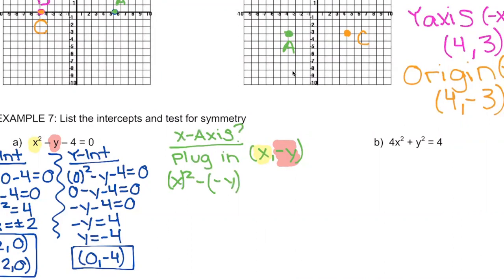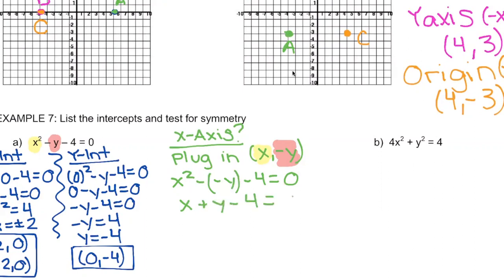You can use parentheses or not, up to you. And then the y, we're plugging in negative y. Whenever there's a negative sign, use parentheses. If it's positive, you don't really need to. But if it's negative, you need to use parentheses, okay? So I'm going to, just to make it easier, keep this as x squared minus negative y minus 4 equals 0. And we're seeing, do we get the same equation as what we started with? Well, minus negative y, this portion right here ends up being a plus y.